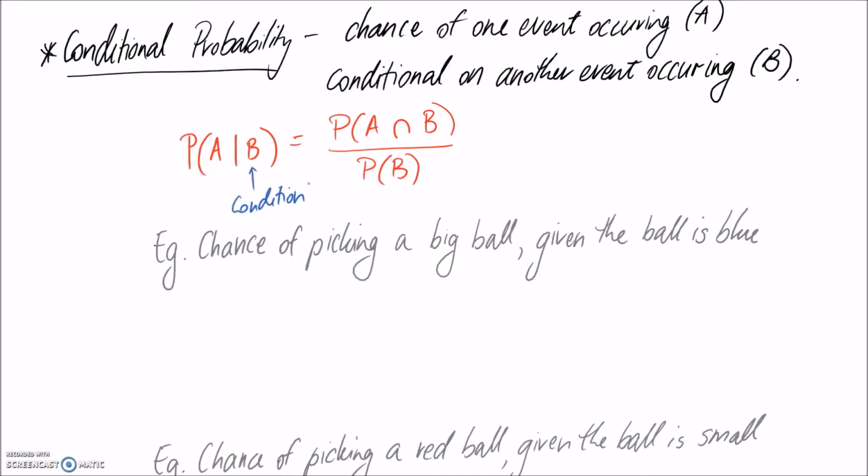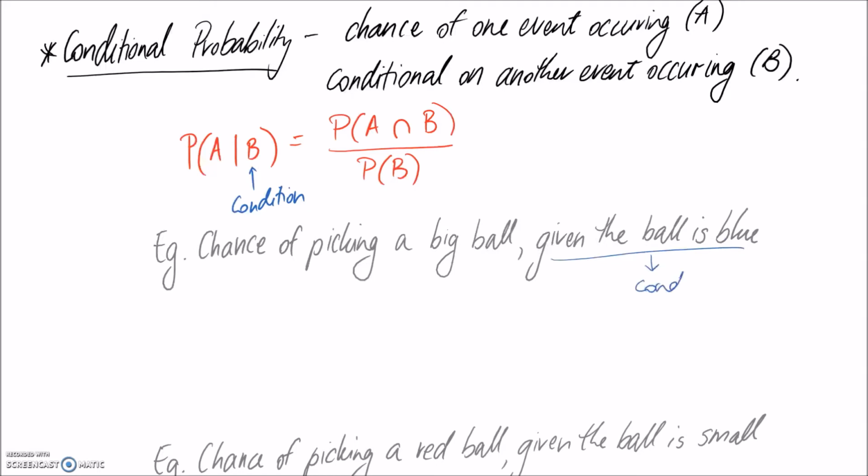You need to be in the right order, otherwise you're going to get the wrong one on the bottom line when you go to do the calculation. Okay, so let's do an example. We're looking here for the chance of picking a big ball given that the ball is blue. So given that the ball is blue is the part that's telling you the condition.